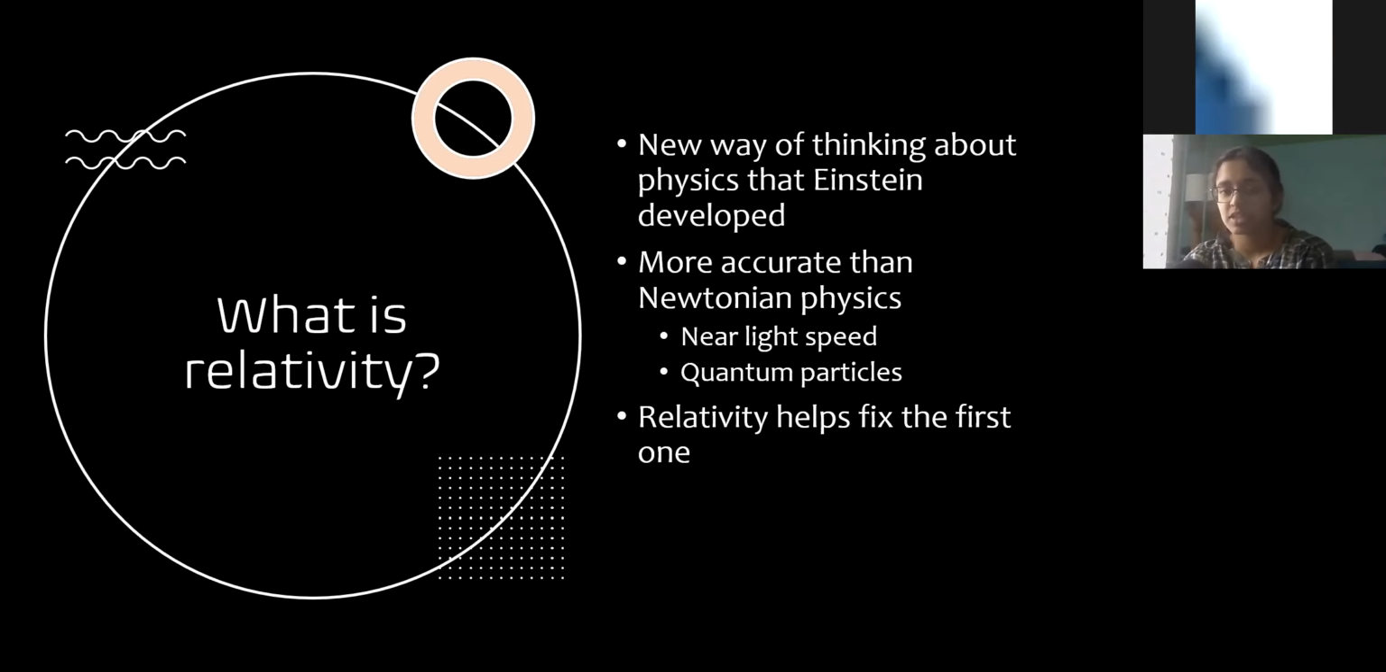And this works pretty much perfectly for all everyday purposes, like throwing a ball or flying a plane, but it really starts breaking down in two areas: when you move near light speed or in the quantum world, where things get very small. Technically, Newtonian physics isn't ever correct, but in everyday life, the errors are just so small that we don't really care about them. So relativity helps fix the first issue, where it's near light speed. It still doesn't quite work with the quantum world, but we'll get into that later. Also, we're going to focus on special relativity today, not general relativity.